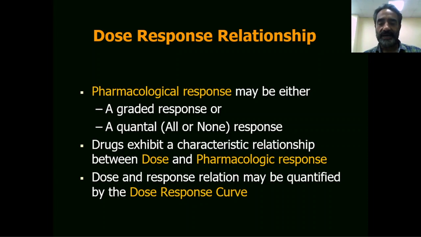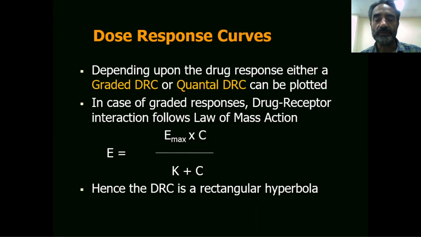Now, drugs exhibit a characteristic relationship between dose and the pharmacological response, and it may be quantified with the help of dose response curve. Now, depending upon the dose response, either a graded DRC or a quantile DRC can be plotted. So, we will be discussing how do we plot graded DRC or quantile DRC.